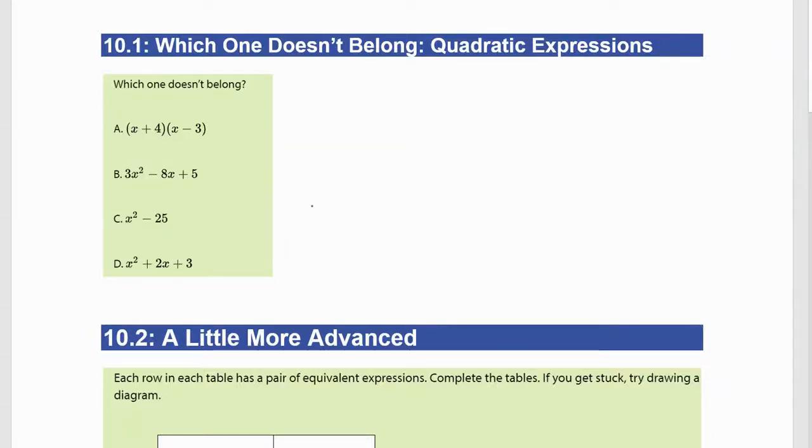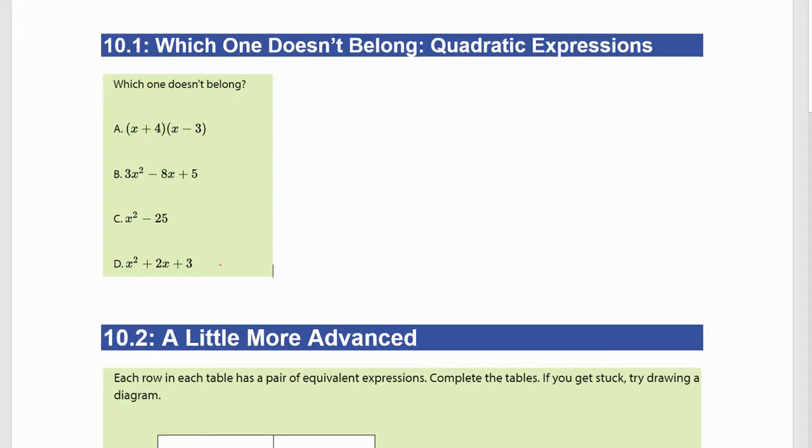Right, so we got Unit 7, Lesson 10, rewriting quadratic expressions in factored form, Part 4. Okay, so 10.1, which one does not belong? Quadratic expressions. Go ahead and try to figure that out, and I will go back to it. So go ahead and pause and try to figure out which one does not belong.